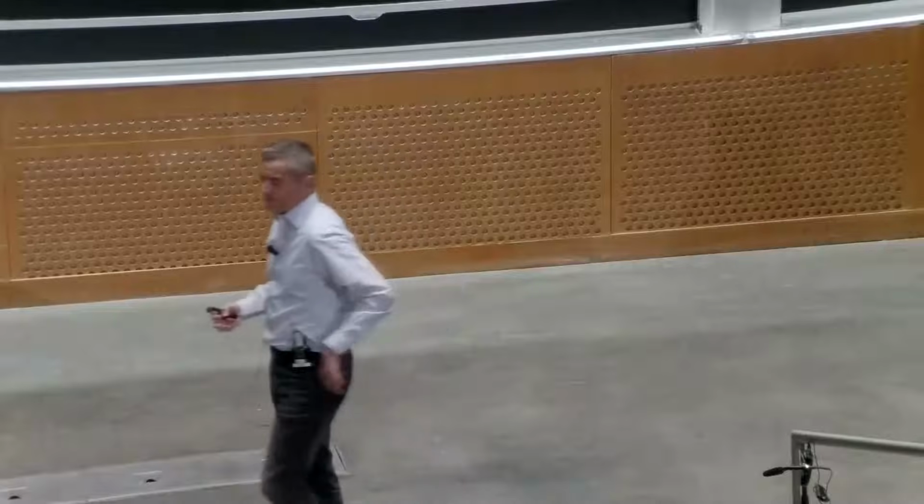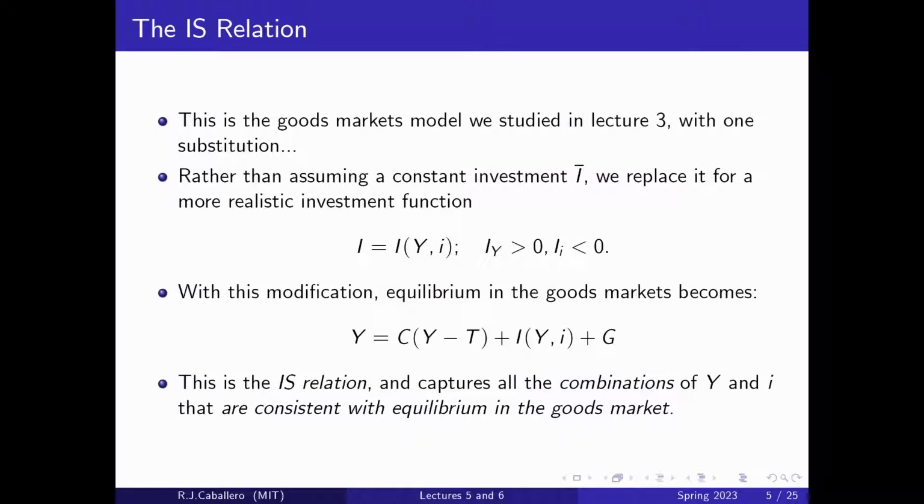So the starting point, remember, the first thing we did, we constructed the IS relation. And the IS relation was just the same as lecture 3, but we spell out what is inside that investment that we had taken as a constant there. We said, well, far more realistic is to make investment itself increasing in output because it's increasing in sales. That won't change the analysis that we had in lecture 3. All that will do is change the slope of the aggregate demand curve and therefore change the multiplier, but we could have solved everything in terms of lecture 3.